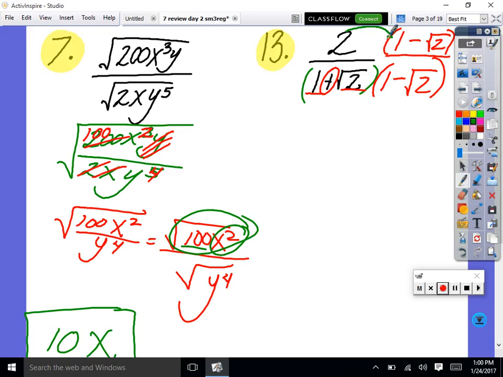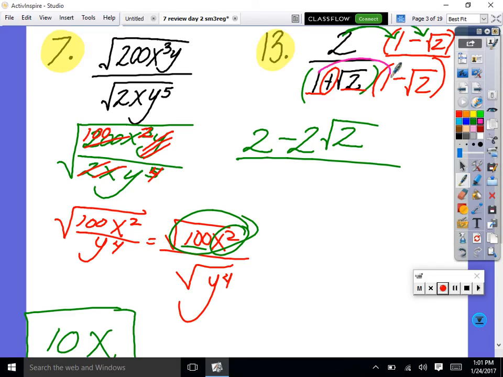2 times 1 is 2. 2 times negative root 2 is negative 2 root 2. Now does any of that simplify? Can we combine those? No, that's like an apple and an orange. You can't combine them. And then our radical doesn't simplify. On bottom, we have 1 times 1, which is 1.